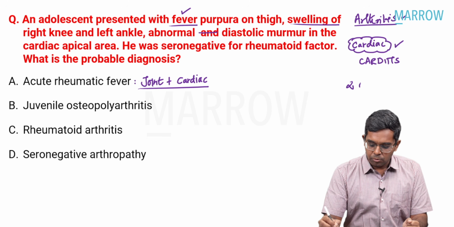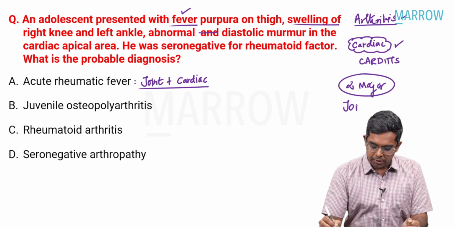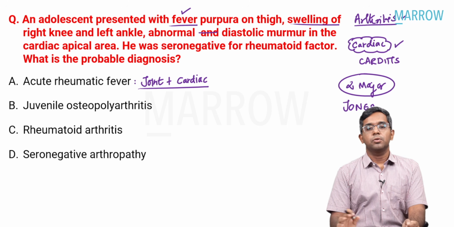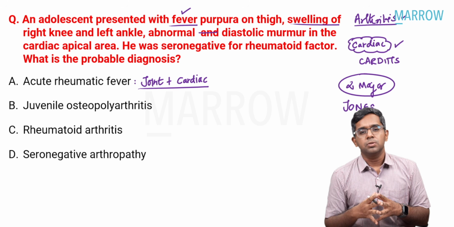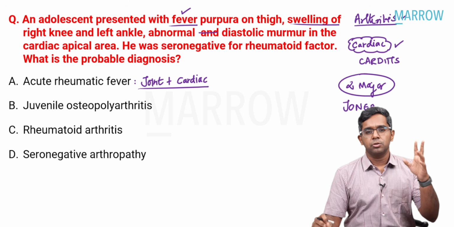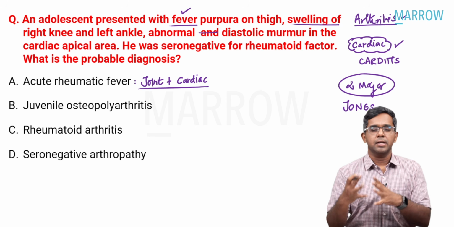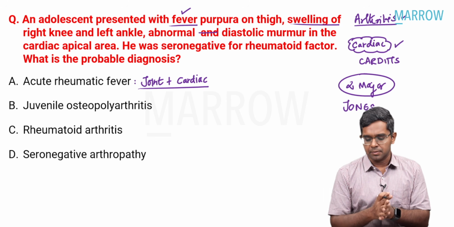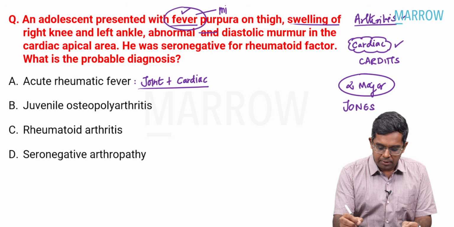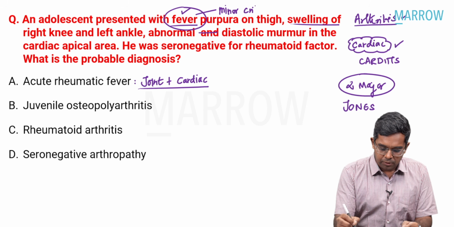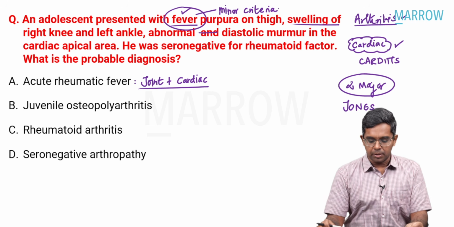these are two major criteria which we use in the Jones criteria for diagnosis of rheumatic fever, okay? Arthritis and carditis. Quickly recollect, what is the Jones criteria for diagnosis of rheumatic fever? It should be 2 major or 1 major plus 2 minor, or in case of recurrences even 3 minor criteria. Fever itself is one of the minor criteria in the Jones criteria.